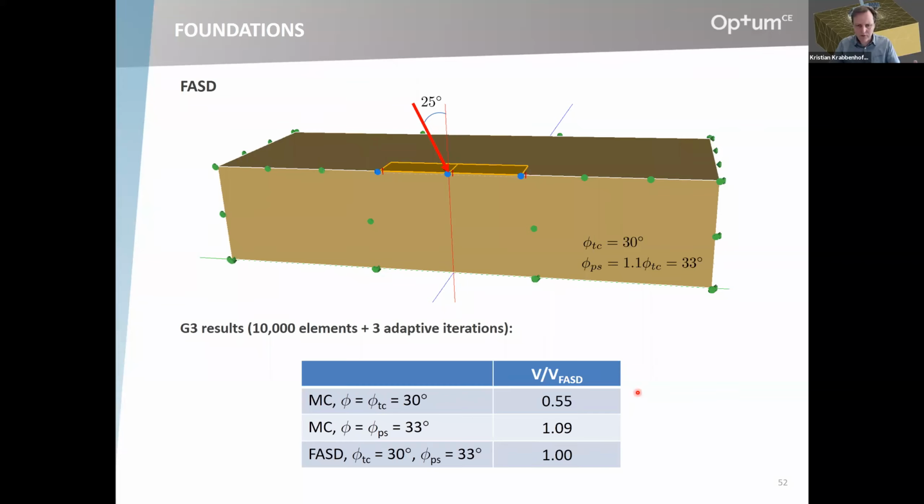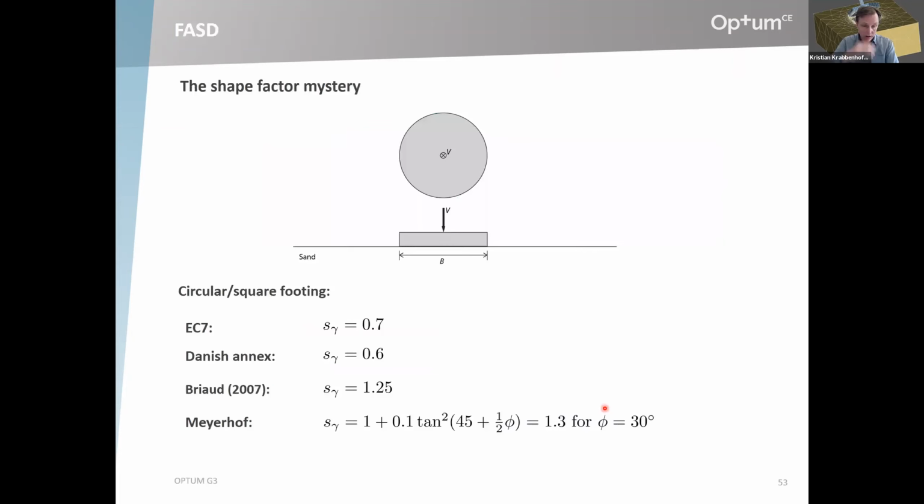If you only have Mohr-Coulomb at your disposal, what friction angle should you use? And the FASD model resolves that issue. You input your two angles, and then your results will be consistent with that.